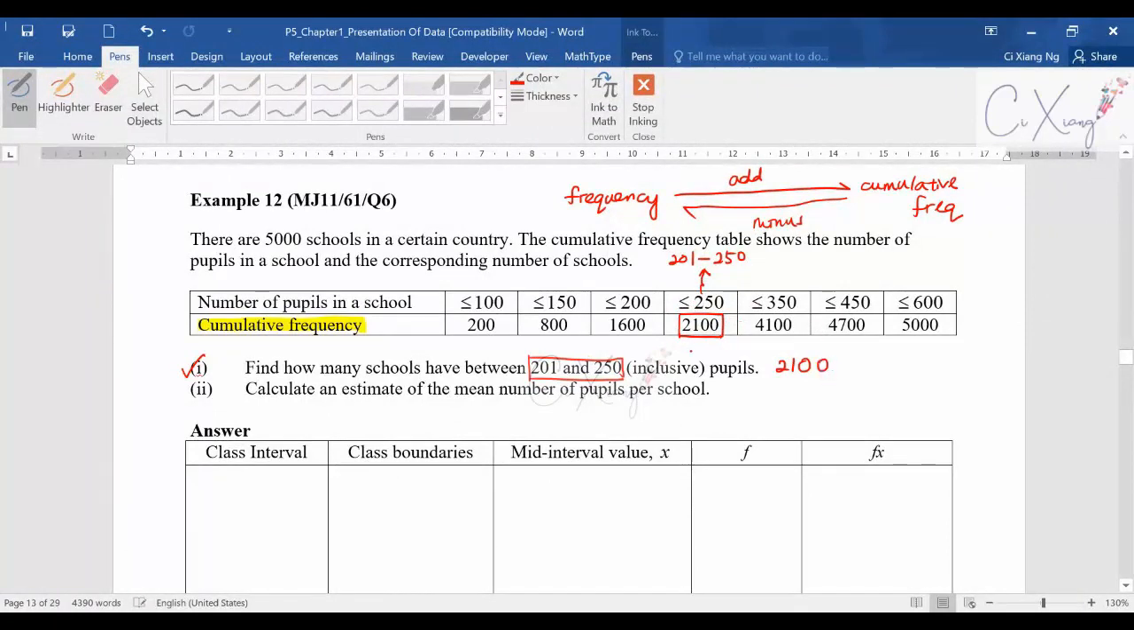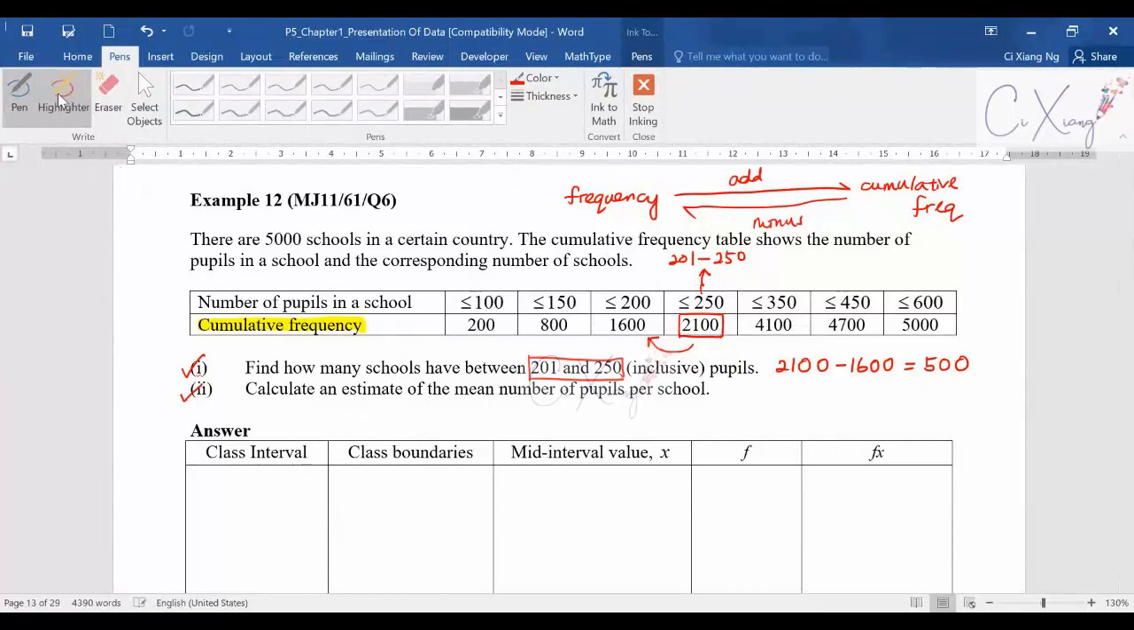So to get the frequency, you have to minus the previous cumulative frequency, which is minus 1600, and therefore you get 500 here. All right, so the 500 is actually the frequency of this particular class. Okay, so you answer part 1 already.